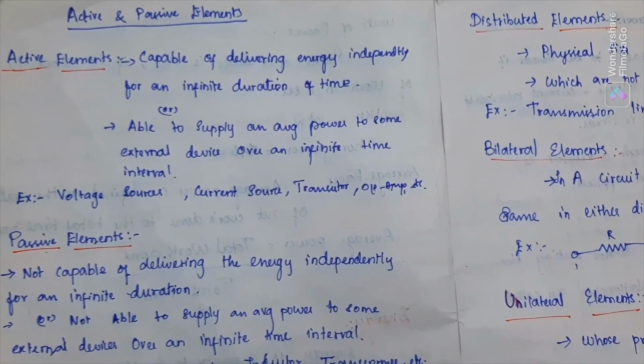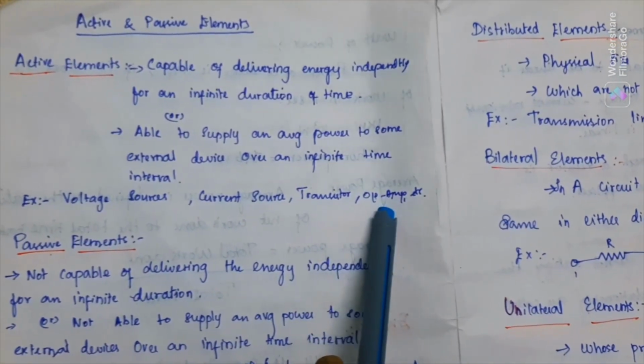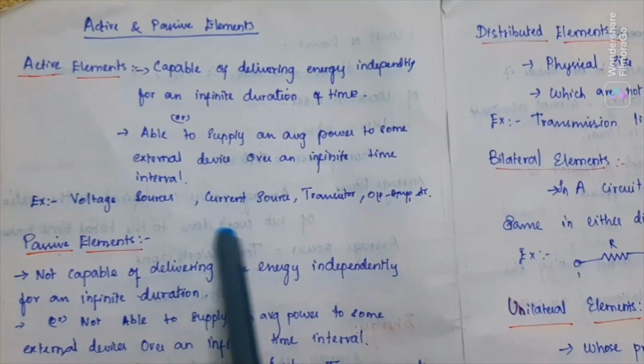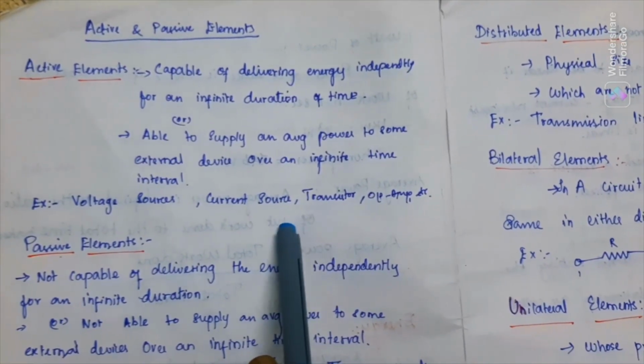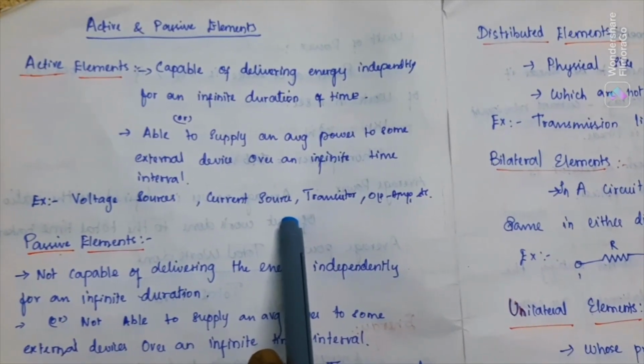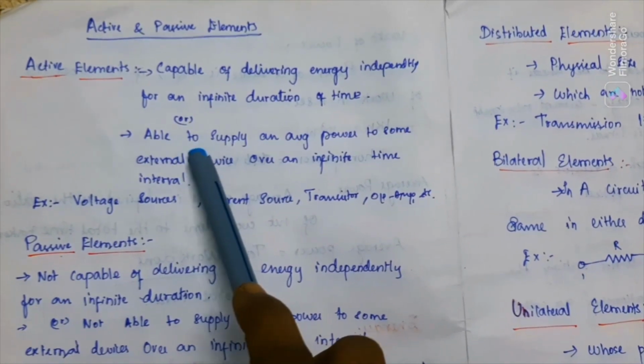We can see the examples of voltage source, current source, transistor, operational amplifier. These are all sources that can supply energy to external devices for an infinite duration of time. That is called active elements.